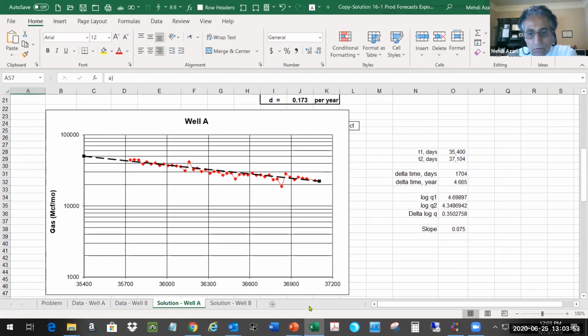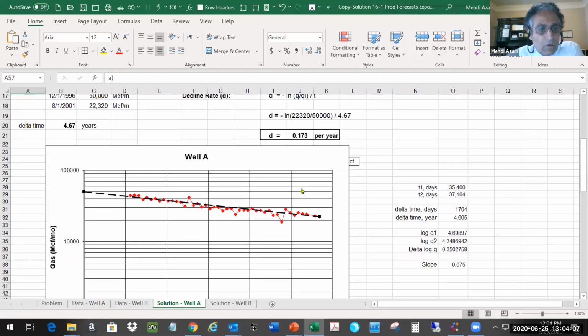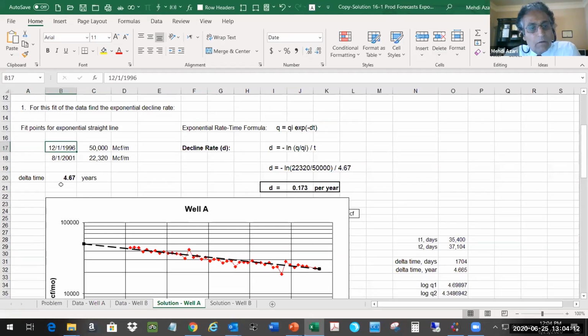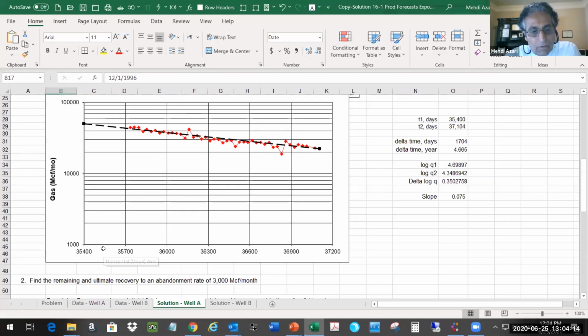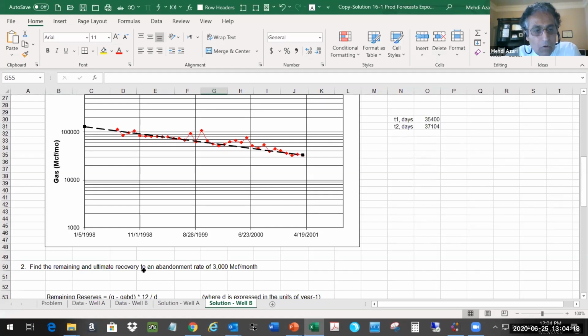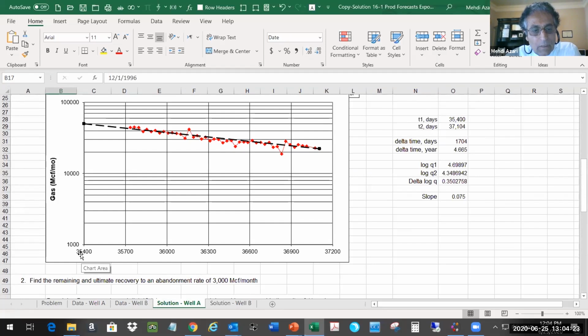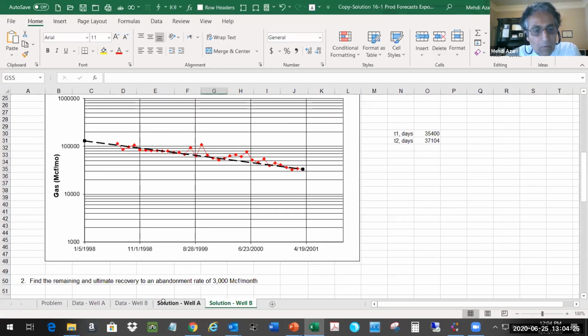So what you do is try to come up with a type of plot. In this situation, we did it semi-log, and we were able to pass a straight line through it, which is perfect. So we start from that. Let's say December 1996. I'm going to show you this one. This is better because that one had the date showing in days. So let me talk about well B.